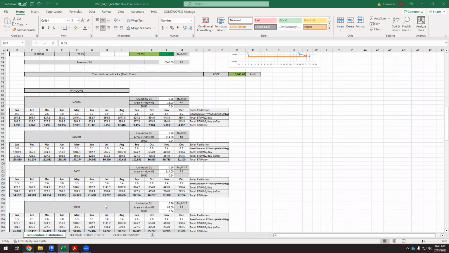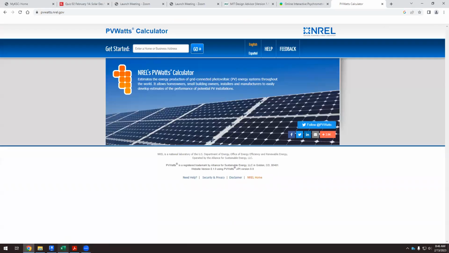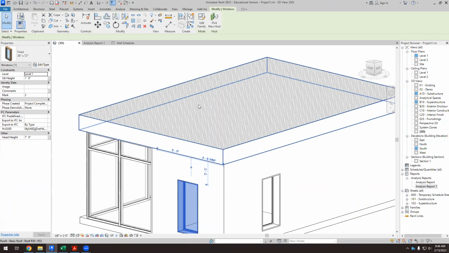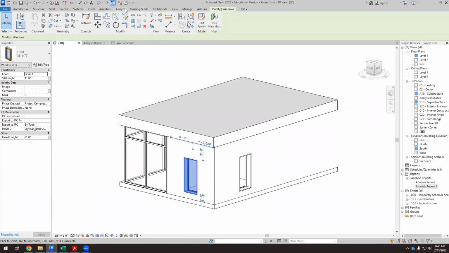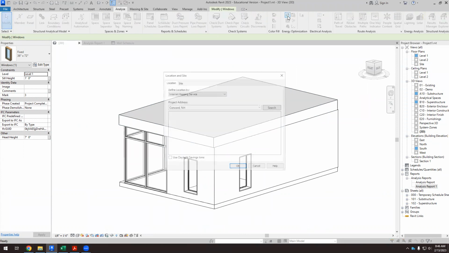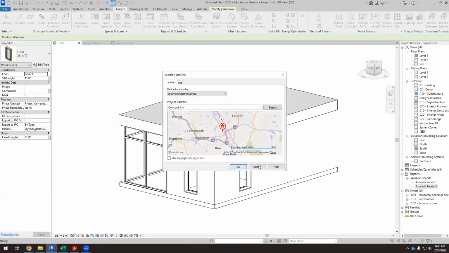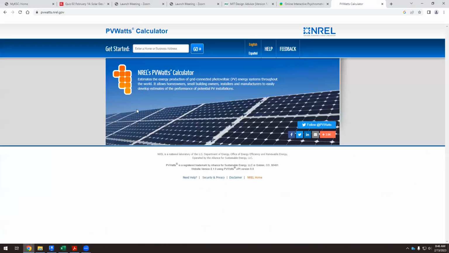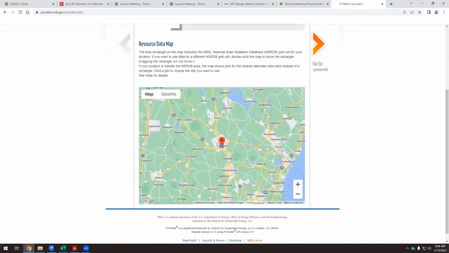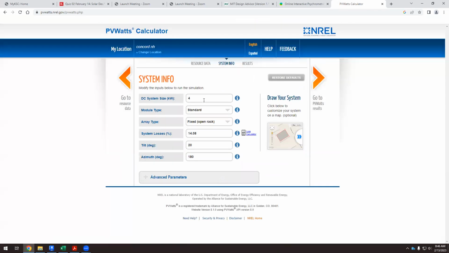Okay, so how can we do that in PV Watts? First, we need the same location, and the location is in Revit. So in Revit, I think we changed the location to Concord. Yes, so it was Concord, New Hampshire. Okay, so now in PV Watts, we can select here Concord, New Hampshire, and go to system info. We are going to use this software to calculate the PV arrays. So the DC system size, the module type, the array, and the system losses, those are PV panel parameters.